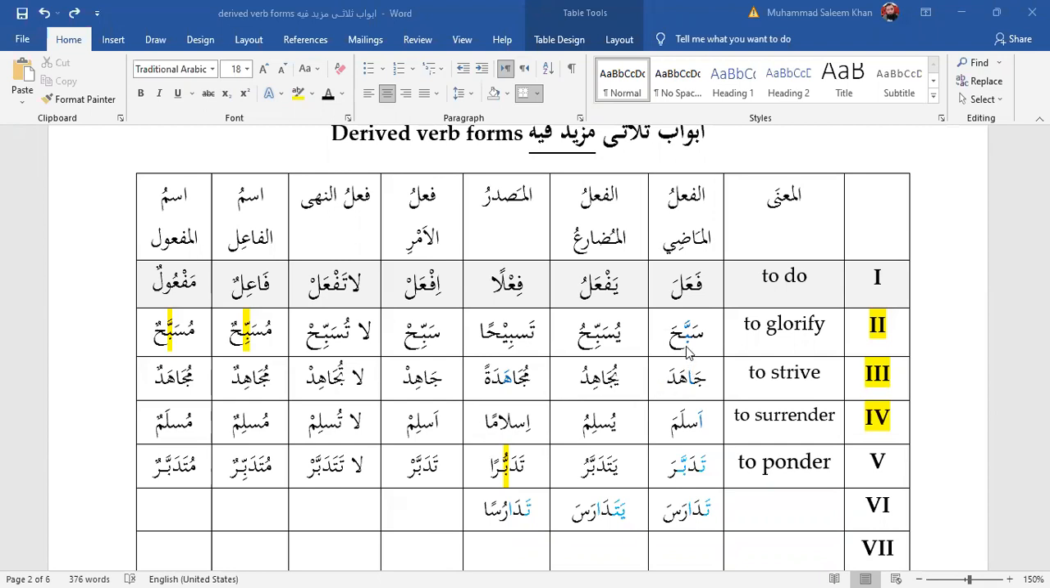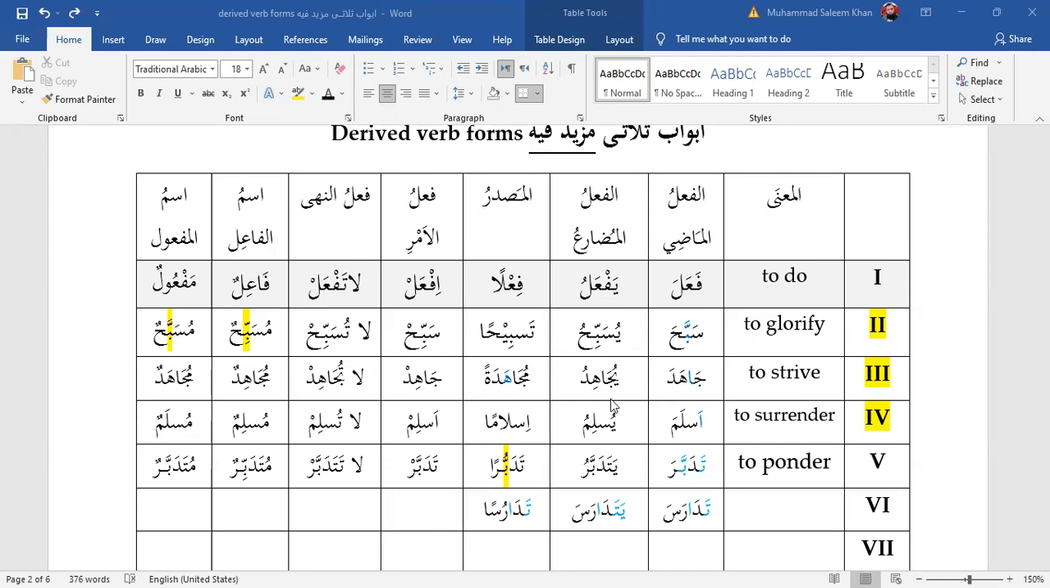Okay, so the first one is tashdeed is extra. The first one is our tiny finger, the small finger, that is number 1, because number 1 is smaller, so that's why we start from the tiny finger. Then on the second finger, the ring finger, we will put tashdeed. So number 2 is sabbaha yusabbihu, which comes with the tashdeed. Then the third one is the big finger, where we have an extra alif.